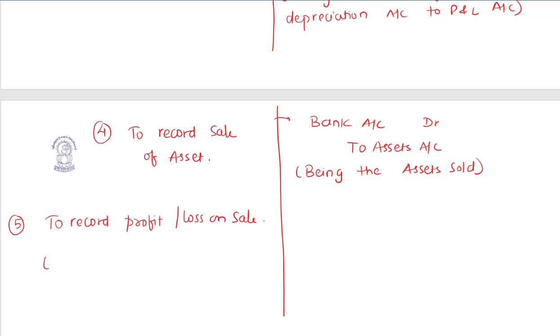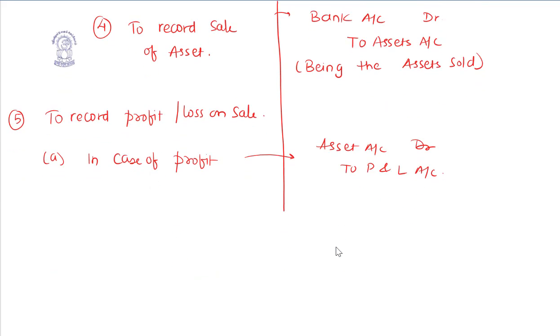Next, the last one, to record profit or loss on sale. In case of profit, what would be the journal entry? Assets account debited to profit and loss account. You can write the narration being the transfer of profit on sale.